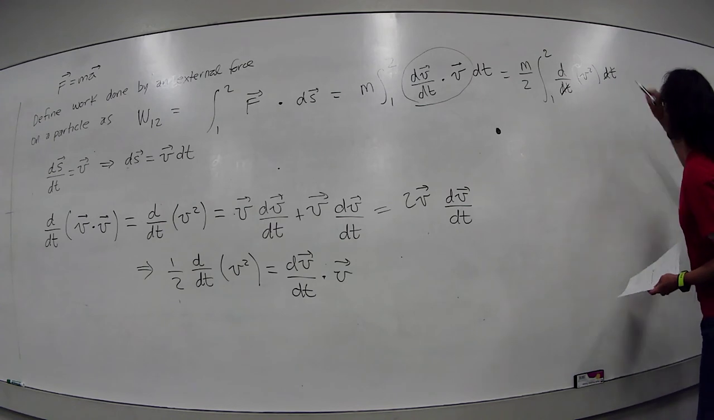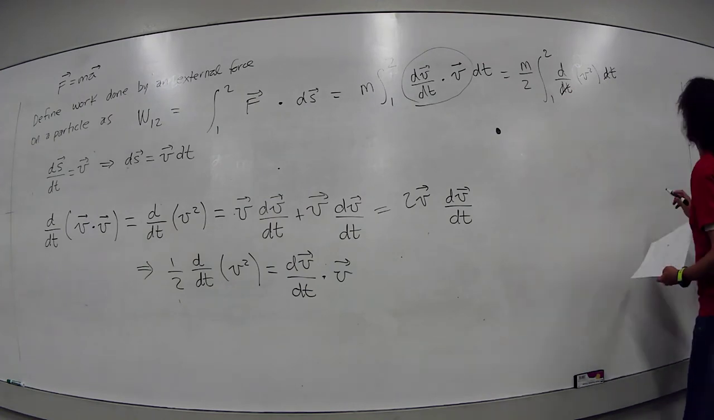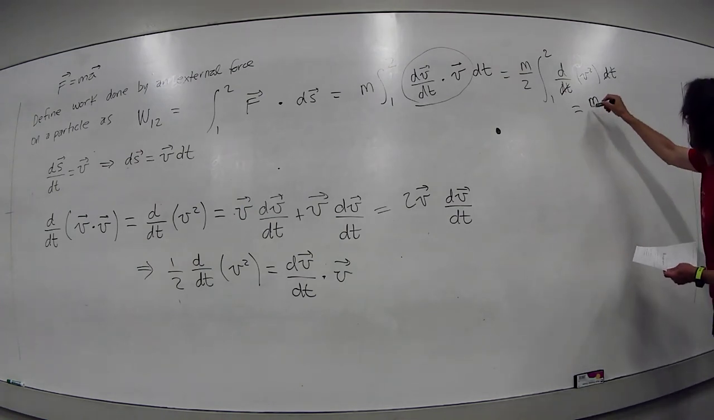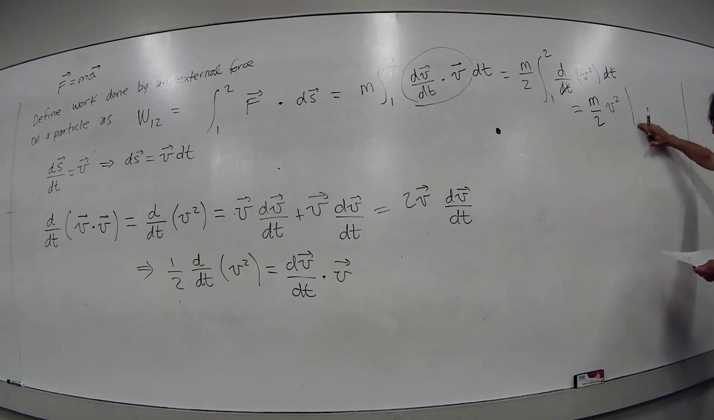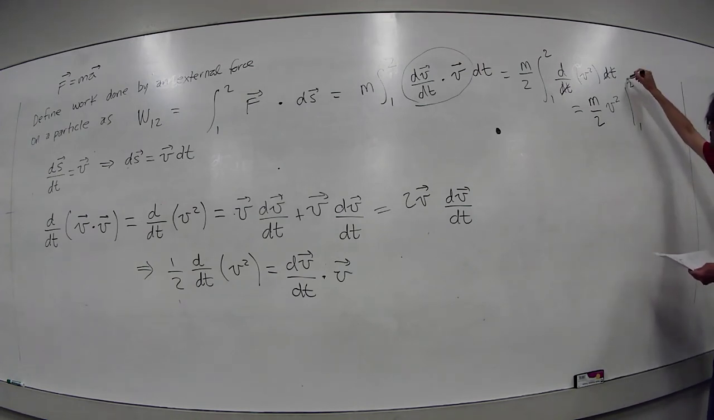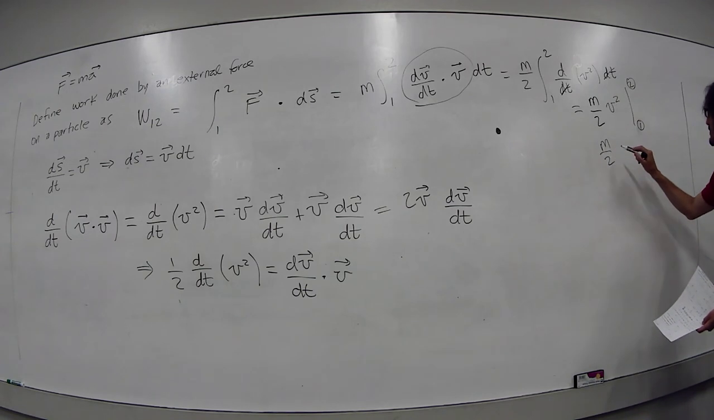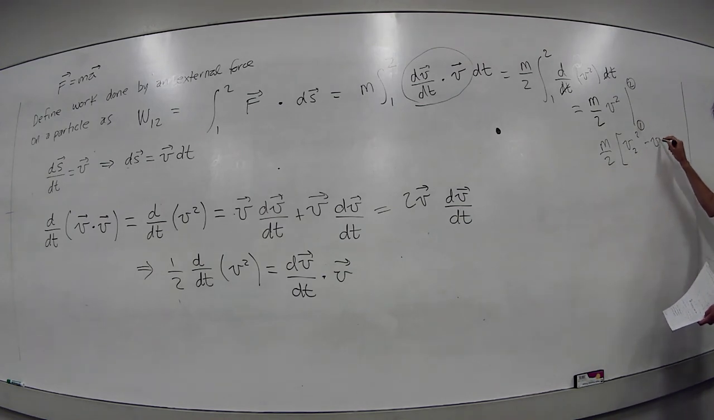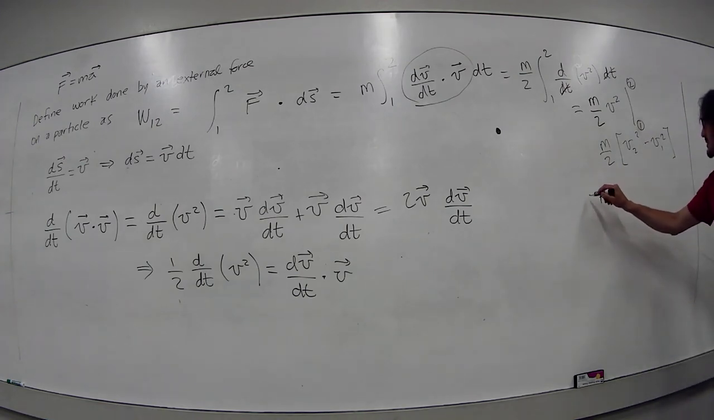So then we can get rid of the dt's. We have the integral and the derivative from point 1 to point 2. So this is, I put it down here, m over 2 v squared evaluated from point 1 to point 2. Well, I'm going to put circles so I don't get confused. Right, so this is m over 2 times v2 squared minus v1 squared. Oh, what is this? Kinetic energy. Yeah, the change in kinetic energy, right?